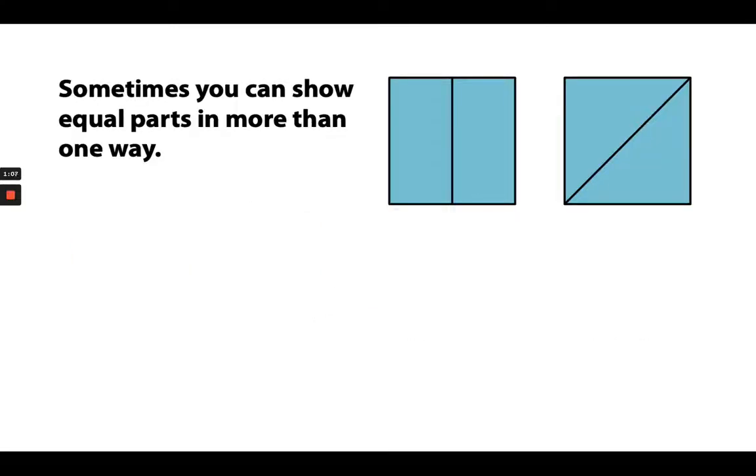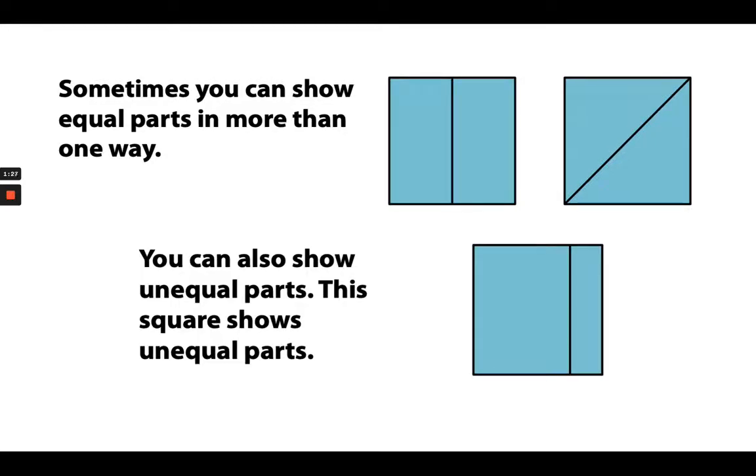Sometimes you can show equal parts in more than one way. So you could see with this square that I have here, there's a line down the middle, so I have 2 equal parts on either side. And this one here, I have a line that connects the corner to the corner, which means I have 2 equal parts here, okay? They look different, but they are equal parts, okay? You can also show unequal parts. So this square shows unequal parts. You can see that this part of the square is a lot bigger than this part of the square.